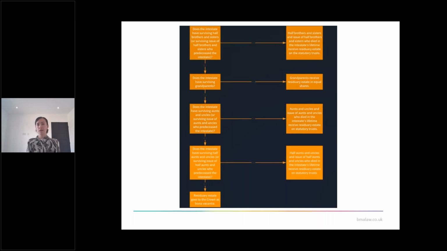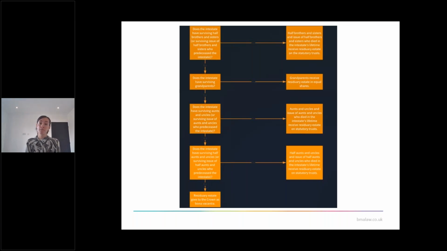Thereafter, we'd be thinking about grandparents, and if more than one, in equal shares. Thereafter, we'd be looking at aunts and uncles, and then surviving half aunts and uncles. And if there are no family members who can be found, then the estate would pass to the Crown.